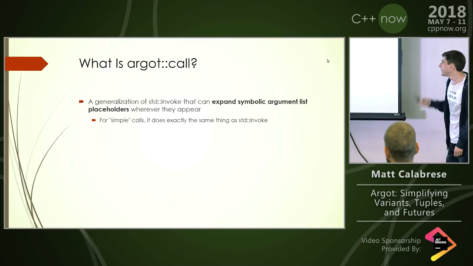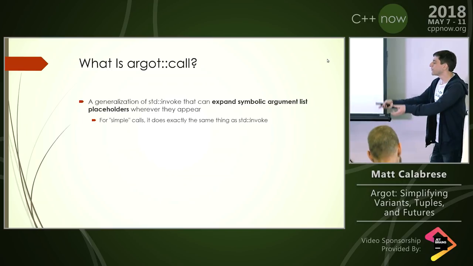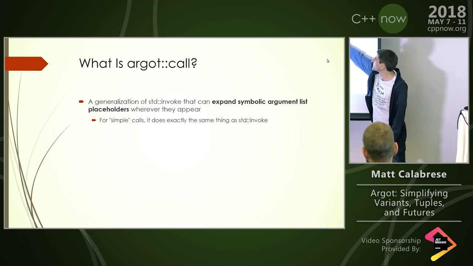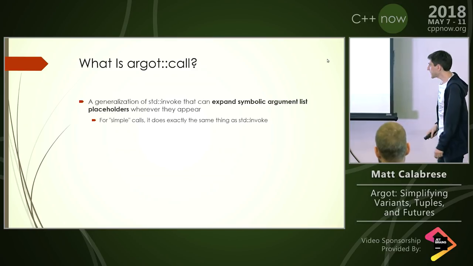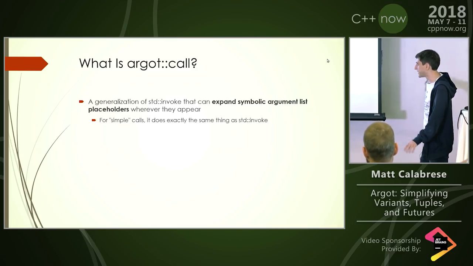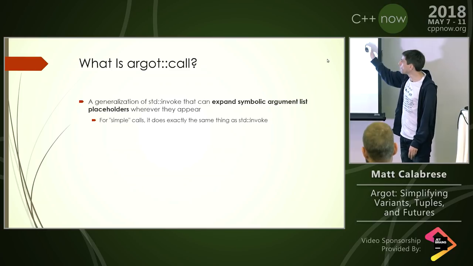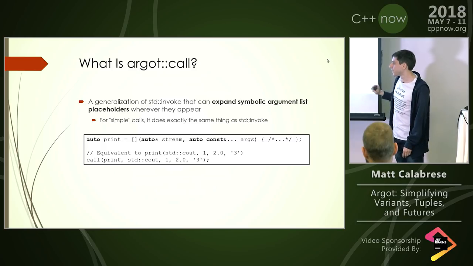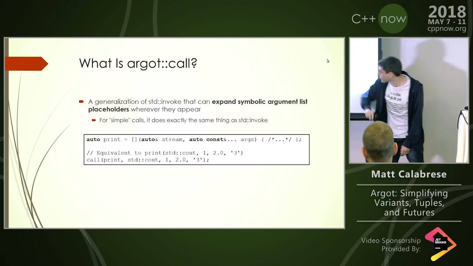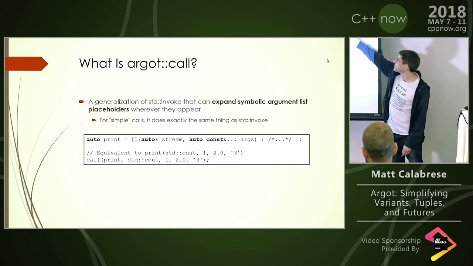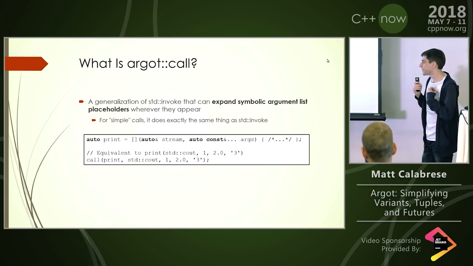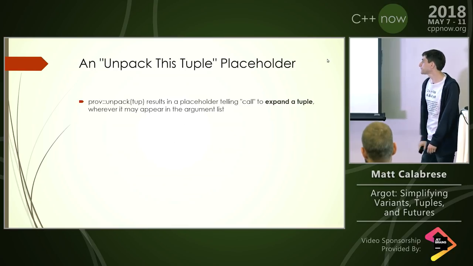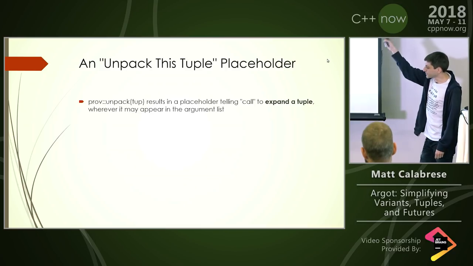So what is Argot call? Argot call is exactly the same thing as invoke, except it is aware of an additional concept of a symbolic argument list placeholder. If that's confusing, I'll show you an example in a second. But for now, you can think of it exactly as just std::invoke. This is exactly the same example we had on the previous slide, except instead of std::invoke, I'm replacing it with call. If you don't have any of these symbolic argument list placeholders, it's just the dumbest higher-order function. It just calls the function that you pass it. So without the placeholders, it's not very useful.